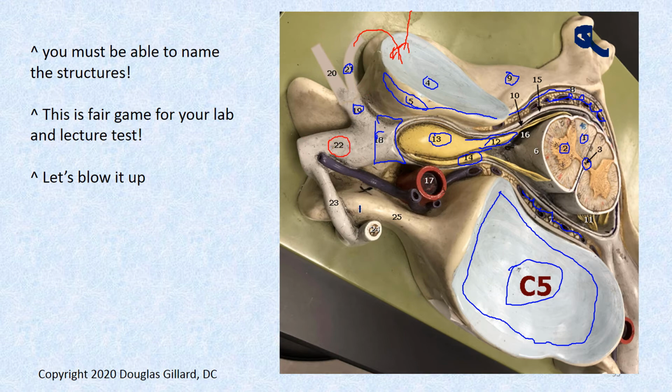How about 22? Good. That's ventral rami. That was dorsal. Did I say ventral? That's dorsal rami. Posterior rami, anterior rami.